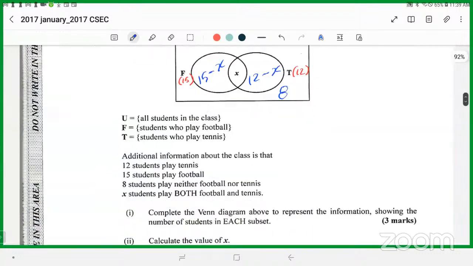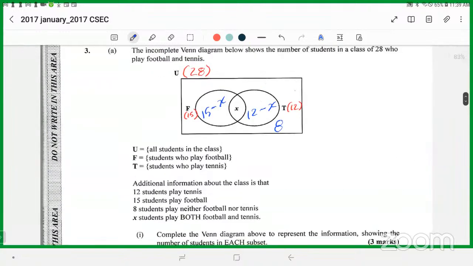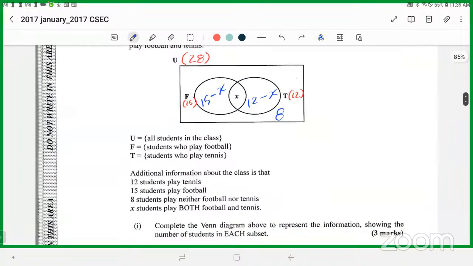All right? Then it says calculate the value of X. To calculate the value of X, what we know is that the total everywhere is 28. Put another way, if out here is 8, then inside here the total must be 20. Look at it that way as well. And the total is 28. So if the 8 in the 28 is already accounted for out here, then the union inside here must be 20. But we can just do the normal way and say, okay, the total is 28.